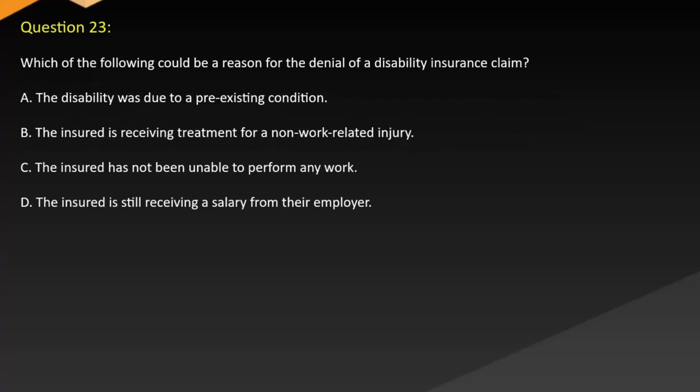Question 23. Which of the following could be a reason for the denial of a disability insurance claim? A. The disability was due to a pre-existing condition. B. The insured is receiving treatment for a non-work-related injury. C. The insured has not been unable to perform any work. D. The insured is still receiving a salary from their employer.